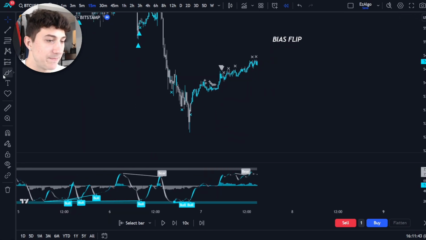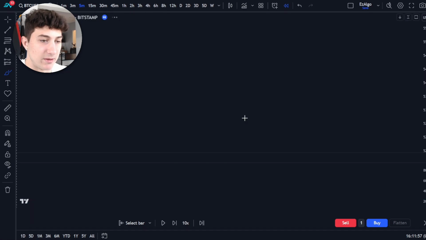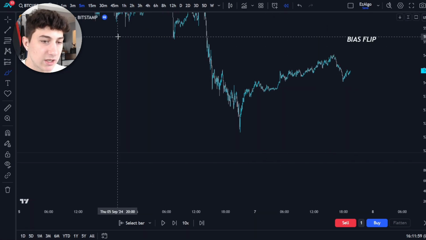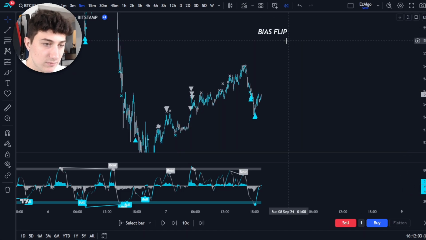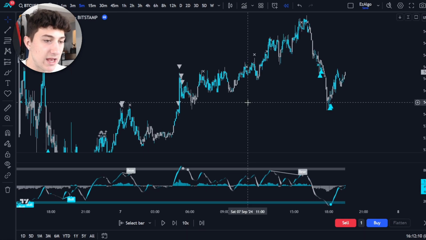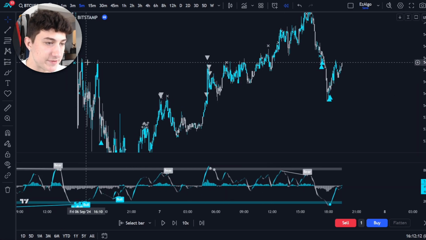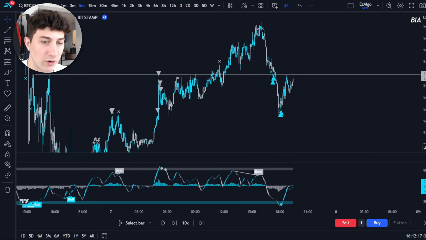So some might say that this is the bias flip. So we're going to let price play out. And actually, we're going to go to the 5 minute. We're going to get a little bit cheeky and we're going to go to the 5 minute time frame. This is where I really like to enter, using some confluences on the oscillator. So again, if you were to say that this is a bias flip right here on a 5 minute, boom, right? Now you can look for long positions.